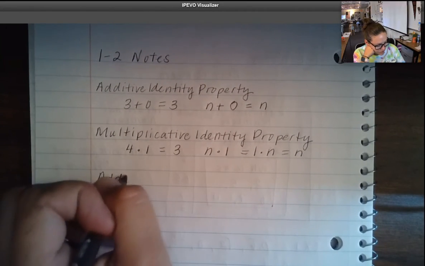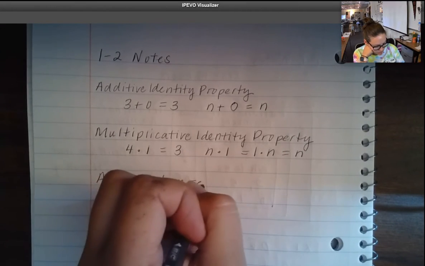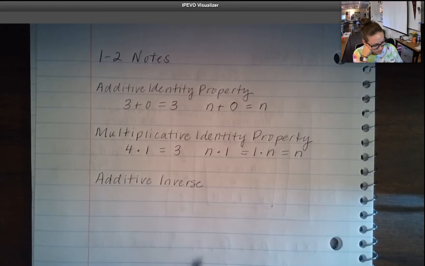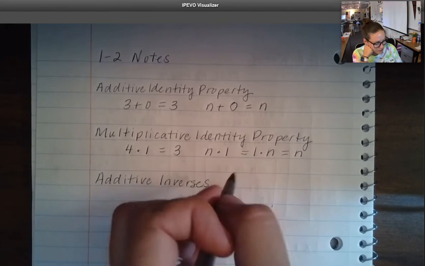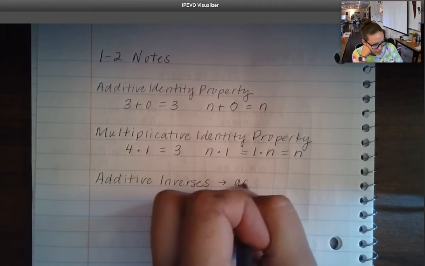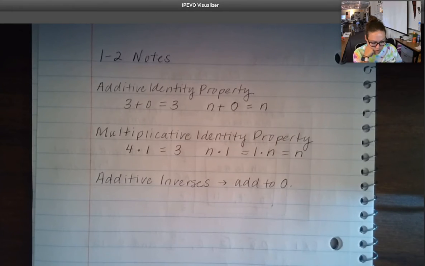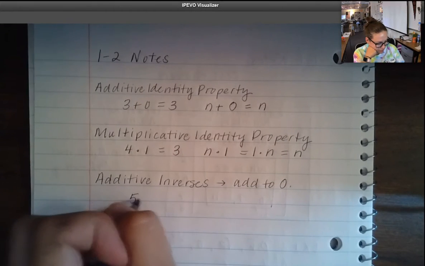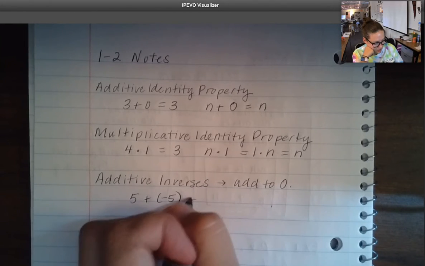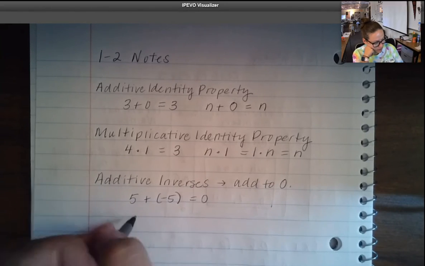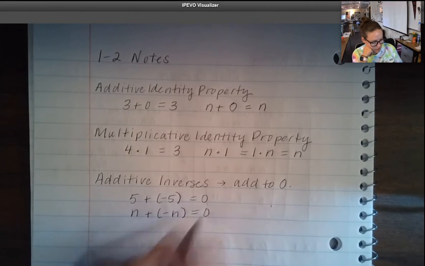Additive inverse. Additive inverses have to add to 0. So for example, 5 plus -5 equals 0. And in general, n plus -n equals 0.